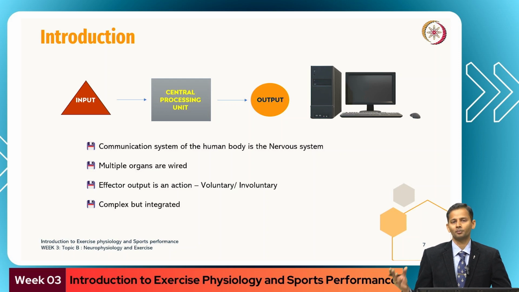If you see, a computer has an input unit, a central processing unit, and an output unit, right? Similarly, our nervous system is also organized in such a way. The communication system of the human body is your nervous system, and it has multiple organs which are wired, interconnected and integrated through this nervous system. The final effector output is generally a voluntary output or an automatic involuntary output.